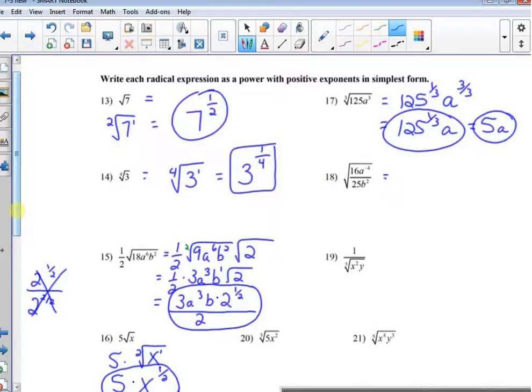Next one is square root, and I've got a negative exponent. So first thing I'm going to do is get rid of that negative exponent. So I'm going to go 16 over 25 a to the 4th b to the 2nd. And then everything's a perfect square, so that one I just simplify. So 4 over 5a squared b.